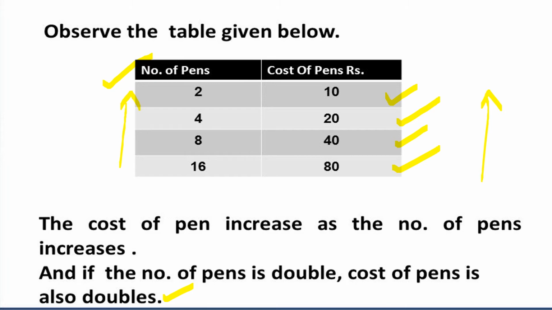Once the number of pens increases, the cost also increases. Once the number of pens decreases, the cost also decreases. The quantity is increased, the amount will be increased. The quantity will be decreased, the amount will be decreased.